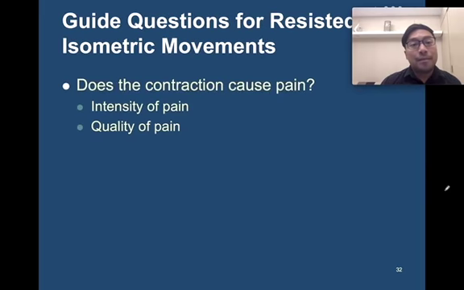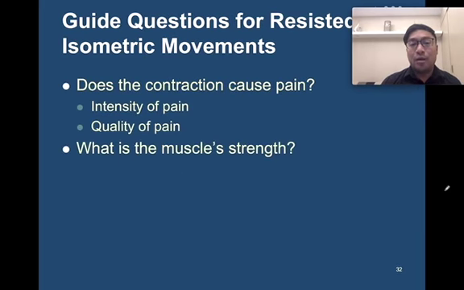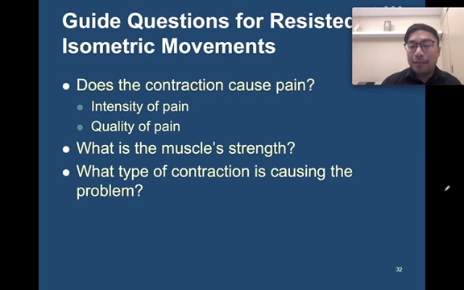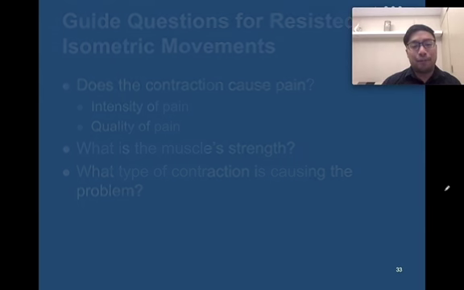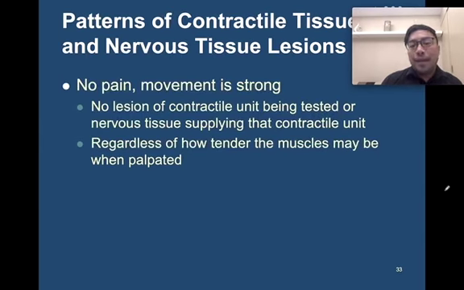All right. Some guide questions. Again, you check for the intensity of pain and the quality of pain. What is the muscle strength? What type of contraction is causing the problem? Is the type of contraction causing the problem an eccentric type of contraction or more a concentric type of contraction? No pain, movement is strong. So no lesion on the contractile tissues, but you need to check the passive structures. So no pain, movement is strong.